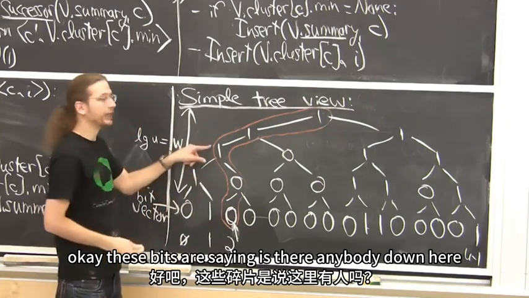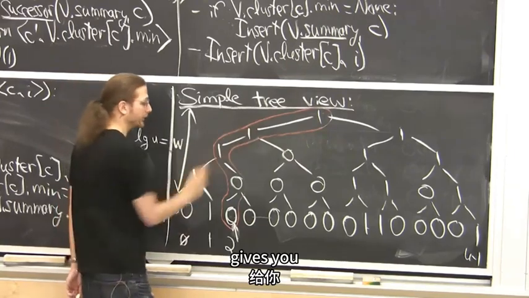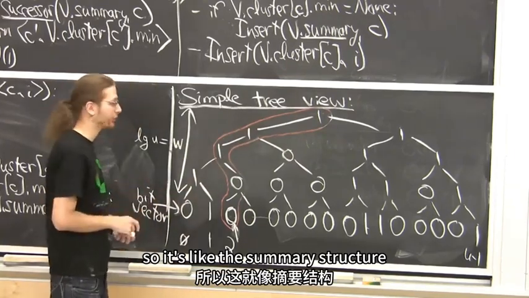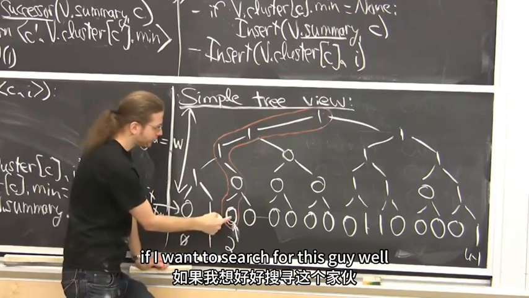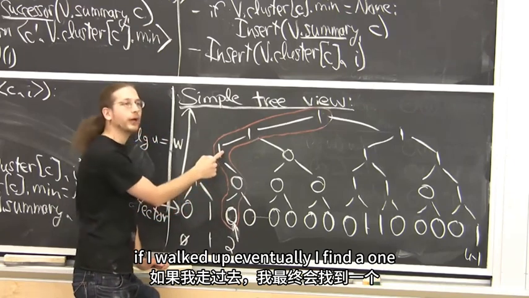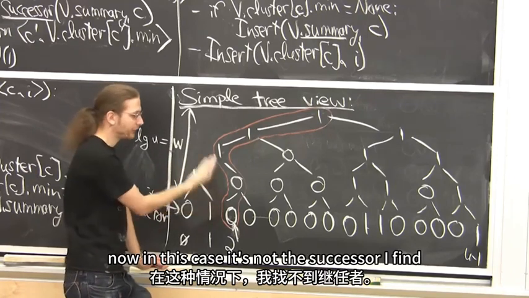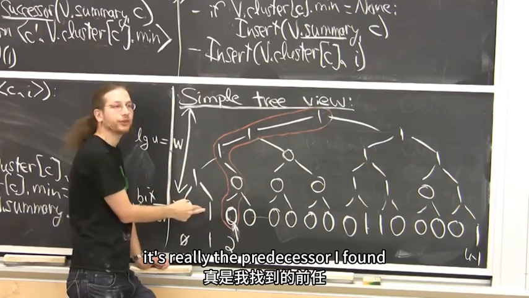Okay, these bits are saying, is there anybody down here? Right? That's what the OR gives you. So it's like the summary structure. If I want to search for this guy, well, if I walked up, eventually I find a 1. And that's when I find the first nearby element. Now in this case, it's not the successor I find, it's really the predecessor I found.